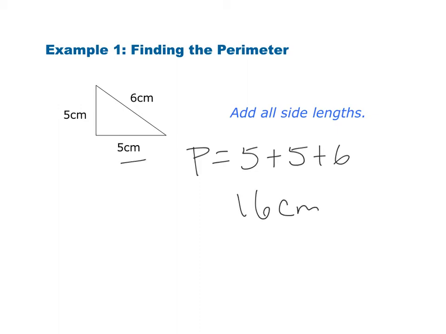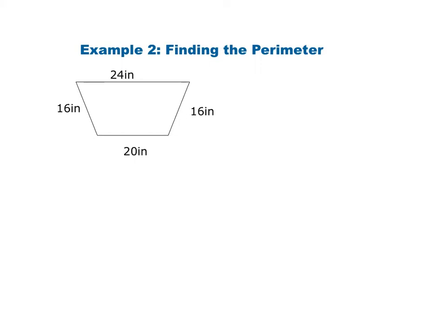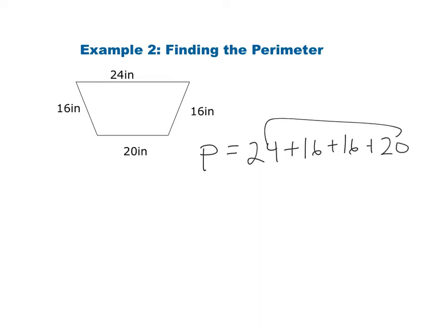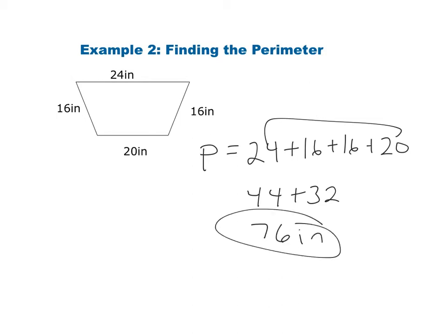So even with the trapezoid, it's going to be similar. We're going to find the perimeter. We're going to add up all the sides. So we have 24 plus 16 plus 16 plus 20. So I might put the 20 and 24 together and give me 44. 16 and 16 is 32. So then that would make this 76 inches for the perimeter.